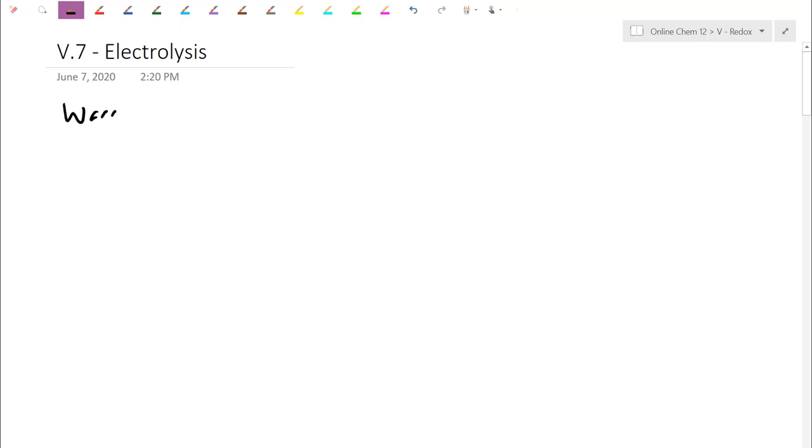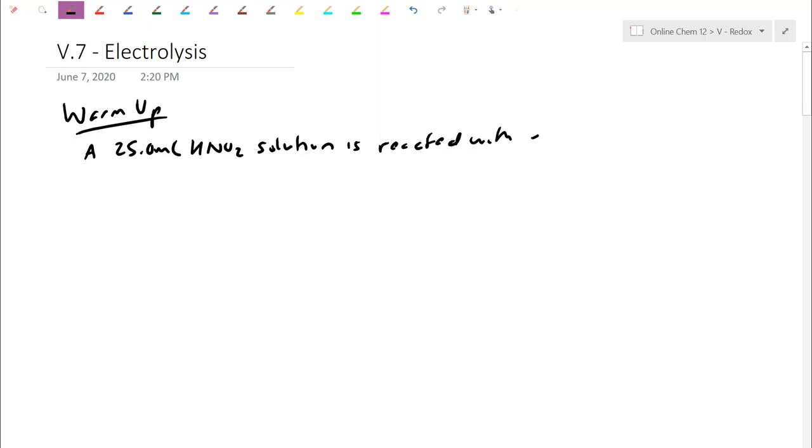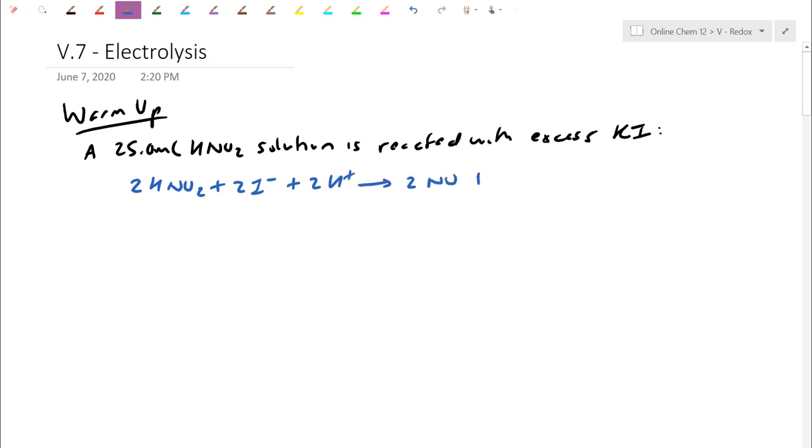So just for a warm-up, I'm going to give you an experiment here. A 25 milliliter HNO2 solution is reacted with excess KI. I'll give you the equation: 2HNO2 + 2I minus + 2H plus becomes 2NO + I2 + 2 H2O.